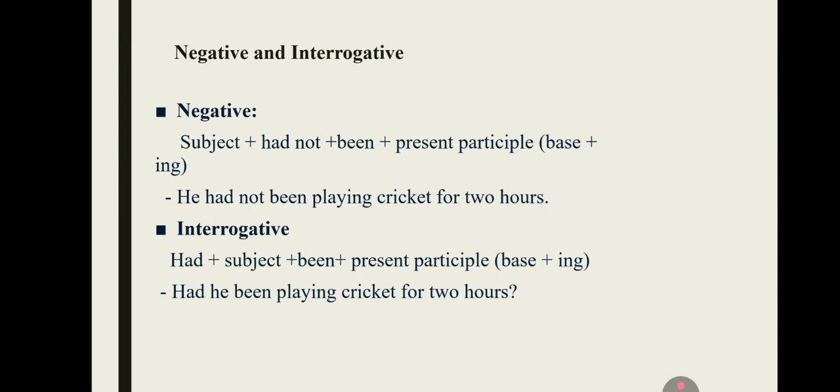Next, negative and interrogative structure. Negative: subject plus had not plus been plus present participle, means base plus ing. Example, he had not been playing cricket for 2 hours. Interrogative: had plus subject plus been plus present participle. Example, had he been playing cricket for 2 hours?